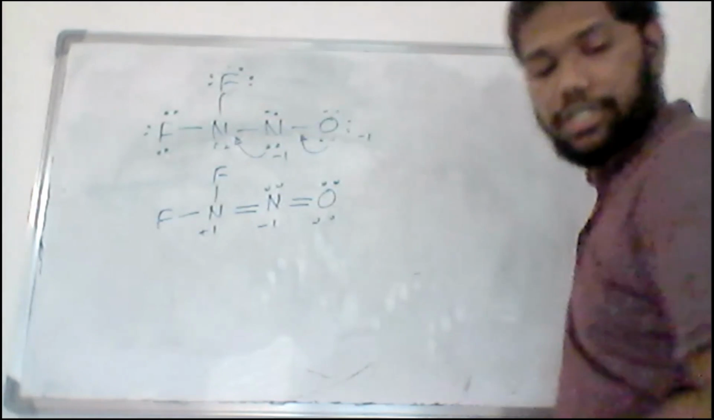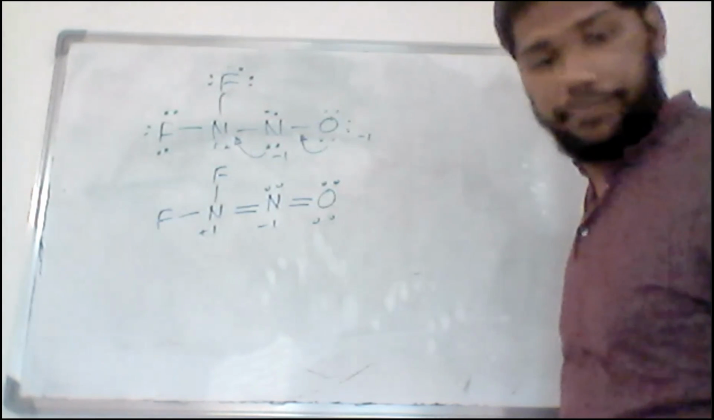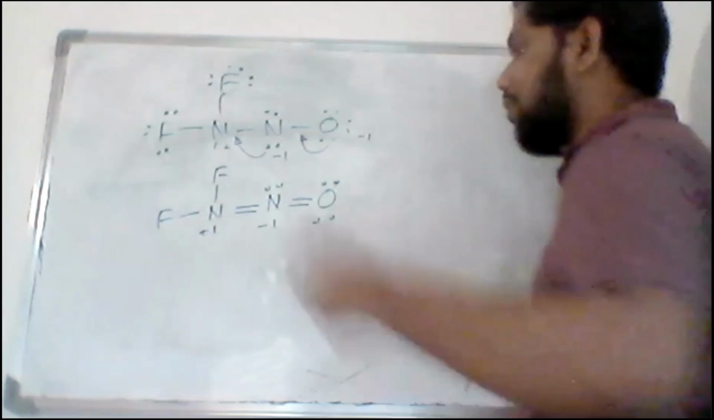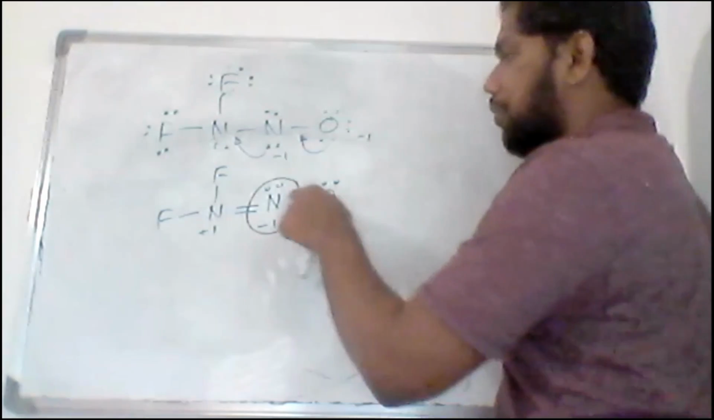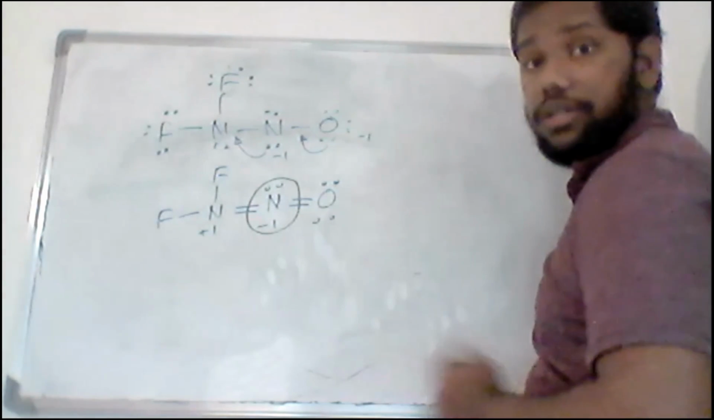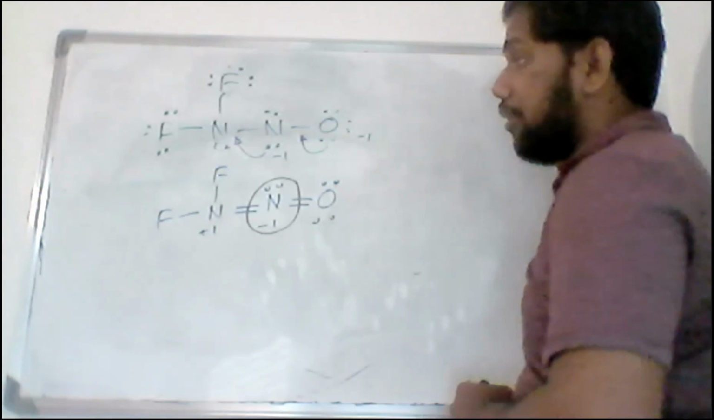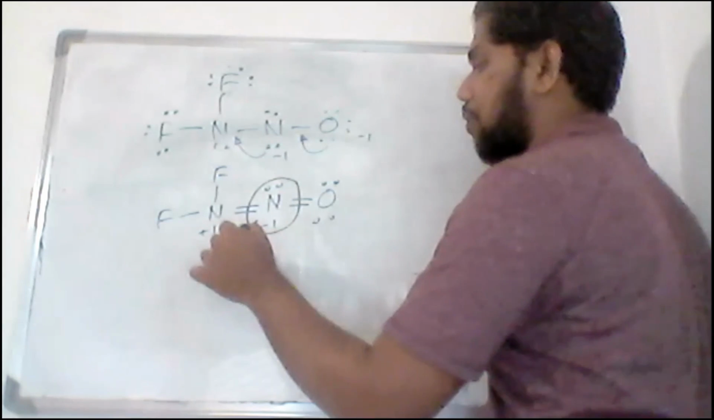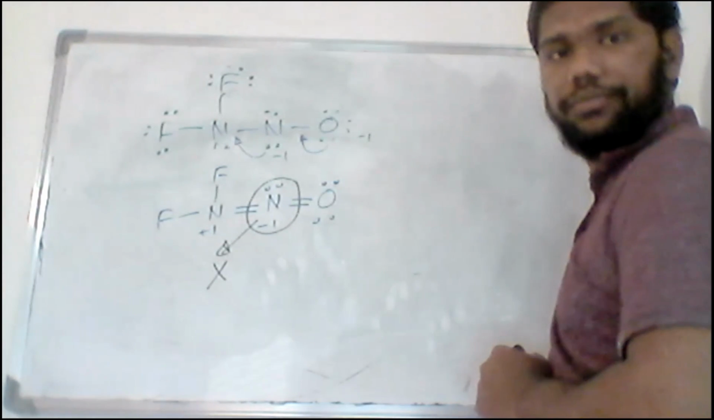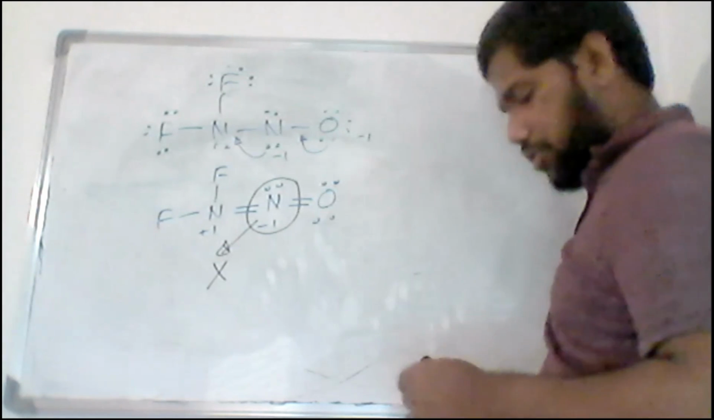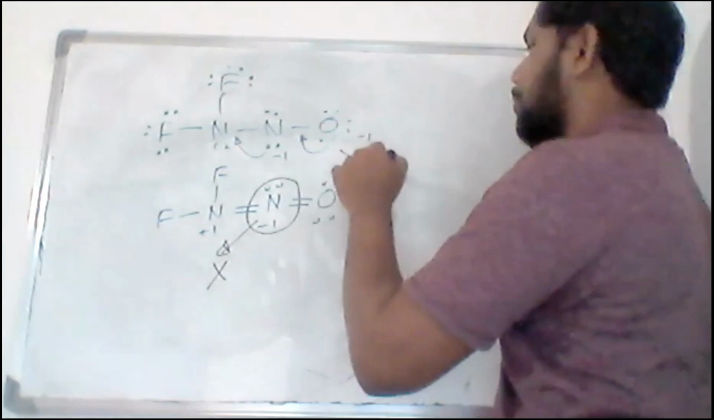But this structure has a problem. What is it? The problem is, you see here there are more than 8 electrons. 1, 2, 3, 4 means those are like pairs. So 8, 9, and 10. So this is wrong. You cannot have this structure, right? So think about the skeleton that we draw here.